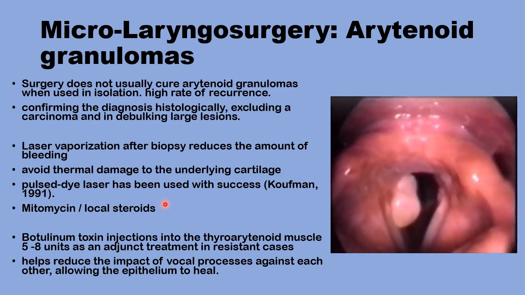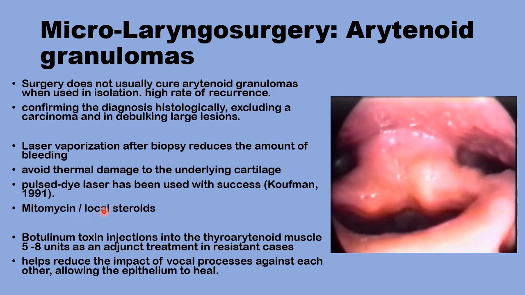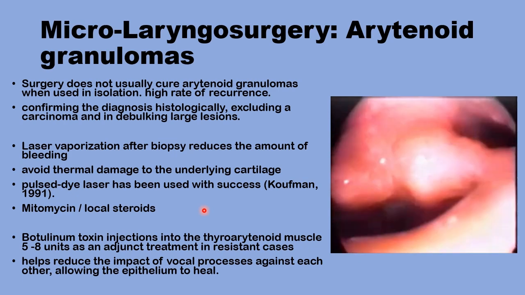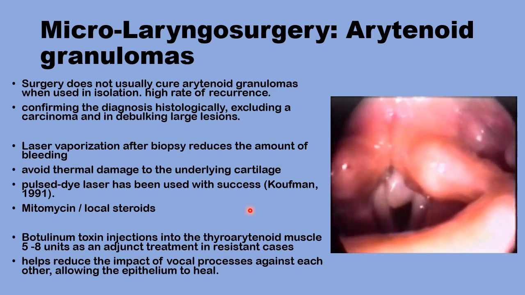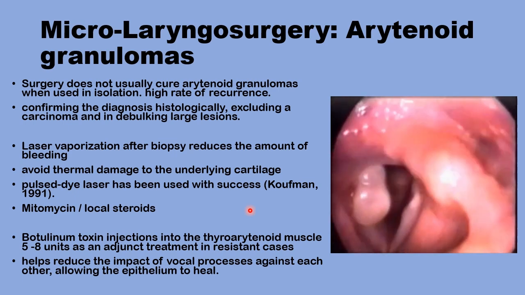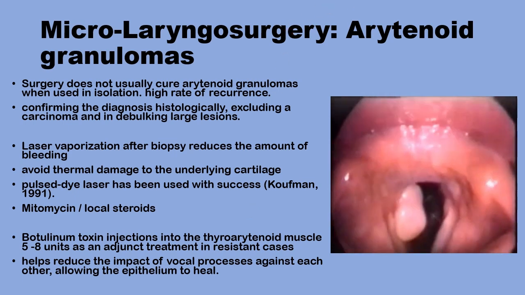There is also a need to consider the use of Botox injection in the thyroarytenoid muscle, a small amount like 5 to 8 units, to reduce the impact of the adduction that may contribute to the recurrence of the granuloma.